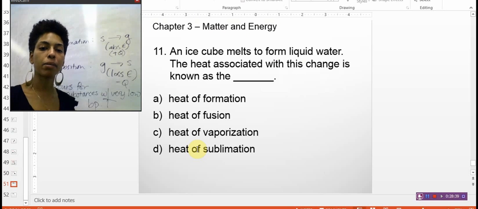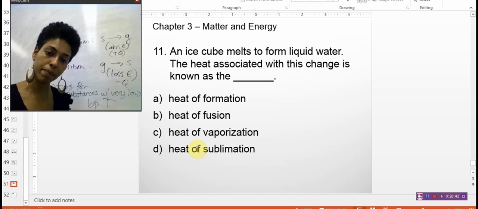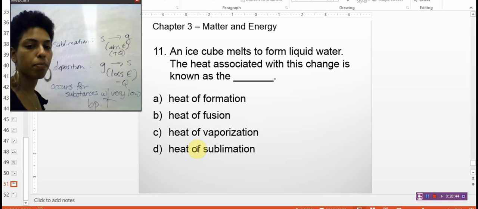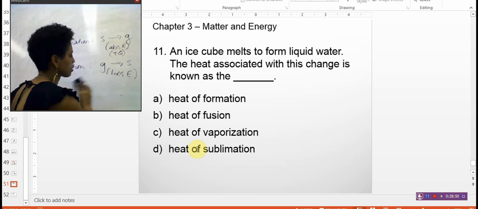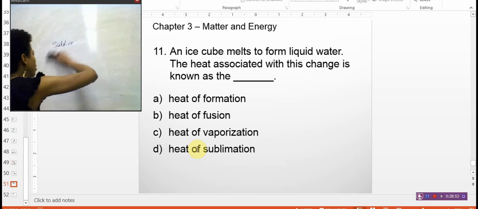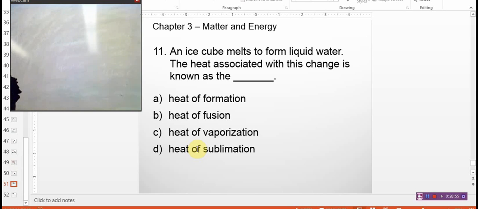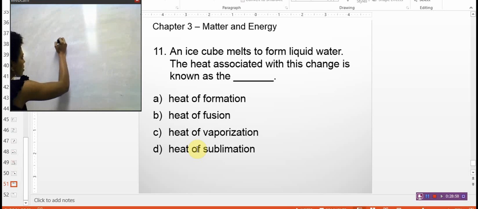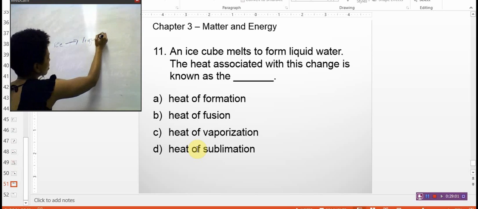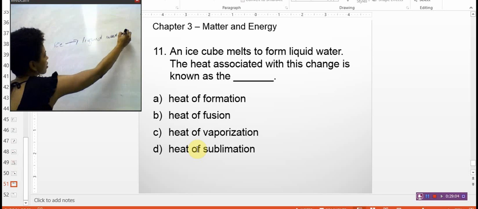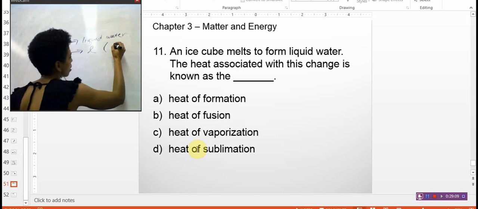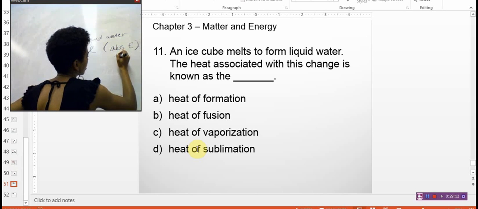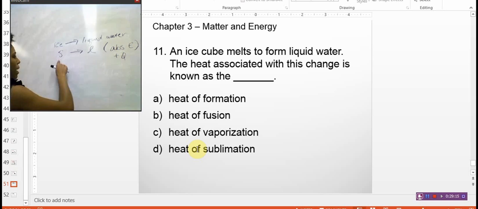Let's do 2 problems and then we'll be done with chapter 3. This question says an ice cube melts to form liquid water. The heat associated with this change is what? Well, let's think about it first off. I'm going from ice to liquid water, so that is solid to liquid. And if I'm going from a solid to a liquid, I'm going to absorb energy, positive Q. But we know that from solid to liquid, that is called melting.